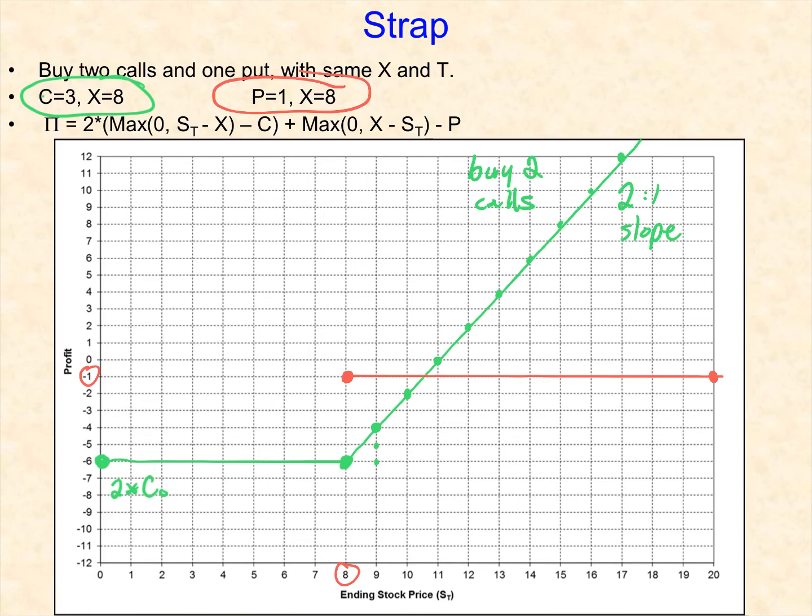Now, we know that the maximum profit on a put is X minus P. 8 minus 1 is $7. We could draw the point there, or we can just use our 1-to-1 relationship. We know that every time the stock price falls by $1, the put makes $1 more of profit. So there's the payoff from our put option.